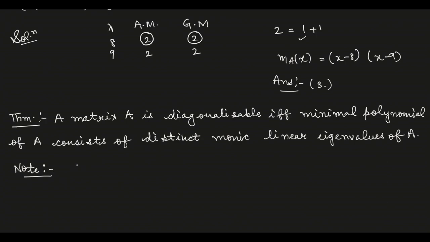Now if A is an n cross n matrix which has eigenvalues lambda 1, lambda 2, and so on till lambda n, what can you say about the eigenvalues of A square? Any idea? It is lambda 1 square, lambda 2 square, up to lambda n square.